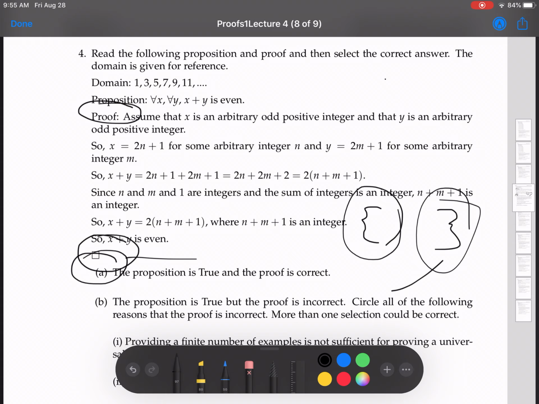All right, in the subsequent videos, you'll see that different pieces of this correct proof will be missing, and then I'll select the answers of B, why it's incorrect.